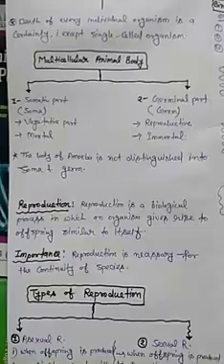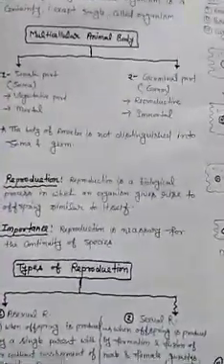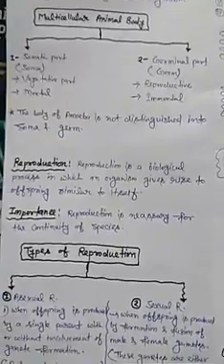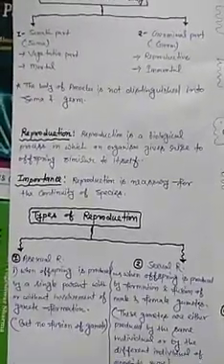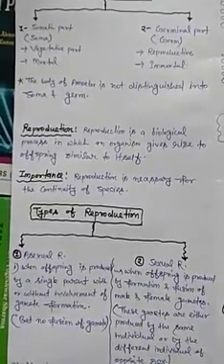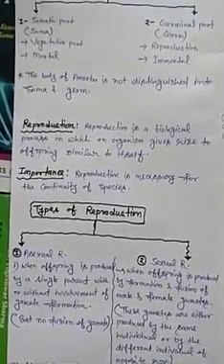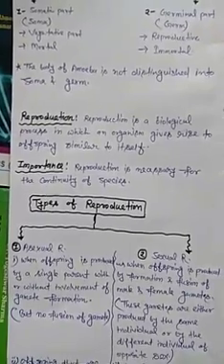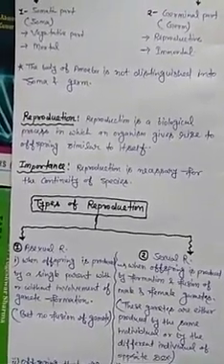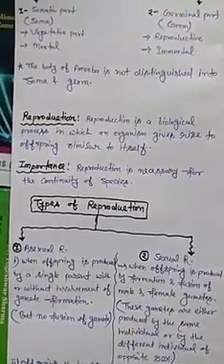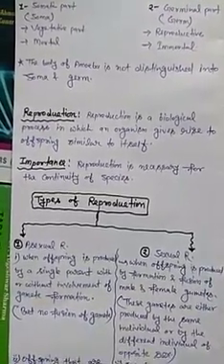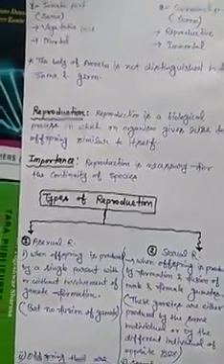That's why if amoeba is cut into many fragments or pieces, then each fragment gives rise to new individuals. Reproduction is the biological process in which an organism gives rise to offspring similar to itself. The importance of reproduction is that it is necessary for continuity of species; reproduction enables the continuity of species generation after generation.